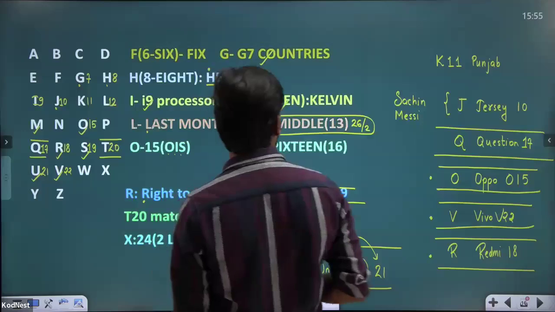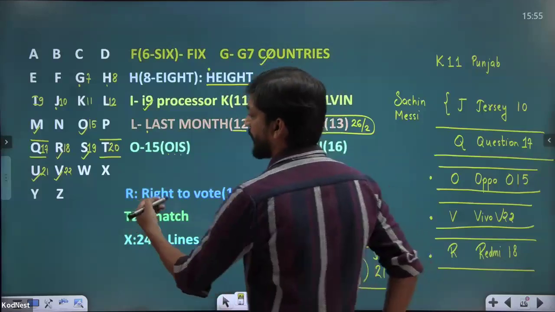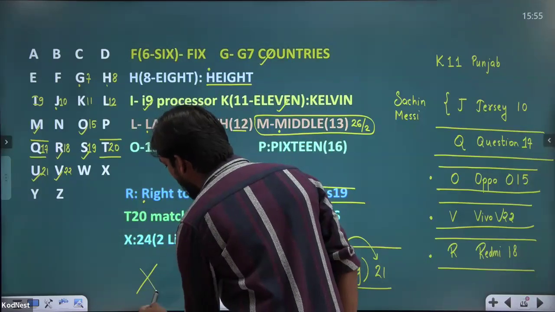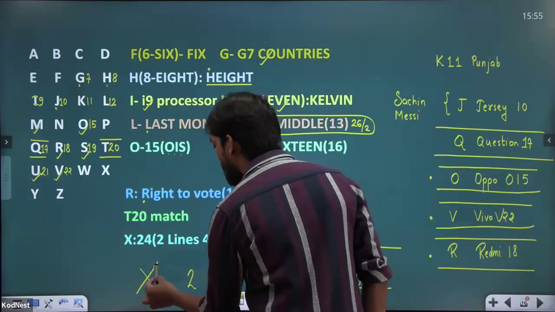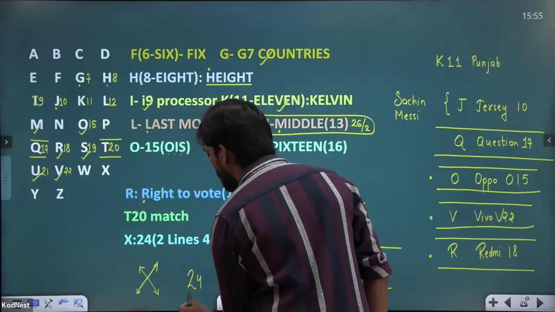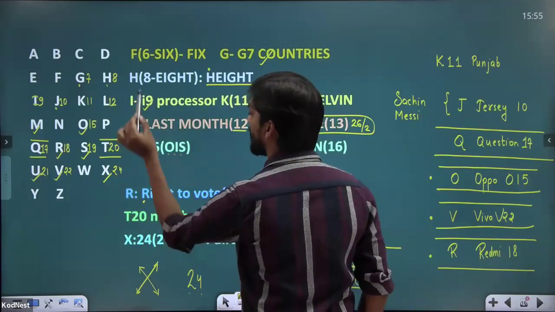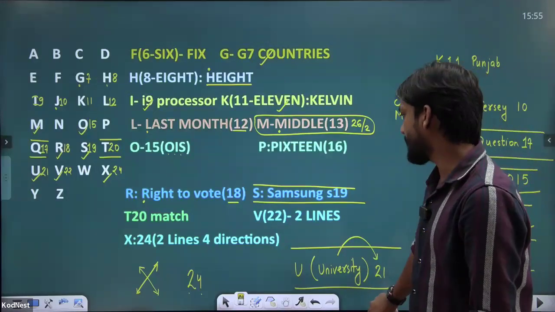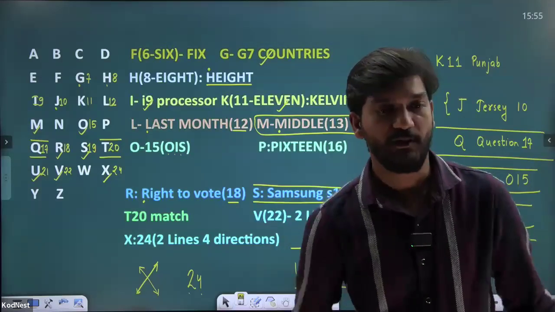Okay, now next, T20. Next one is X. To draw X, I will draw two lines. So two lines means two. And these two lines will point in four directions. So that's why 4. So two lines, four directions, 24. Okay, 24. All right. Anything else which you can think? Please answer that. Anything else for any letter if you can think, please tell me.